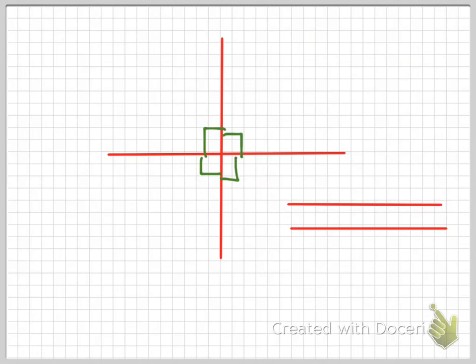Lines that never touch are parallel, if they're on the same plane. 2 lines that are on the same plane and touch so that they form 4 90-degree angles are called perpendicular. If I just have 2 lines that do this, though, first of all, are those perpendicular lines? No. How do you know they're not perpendicular?